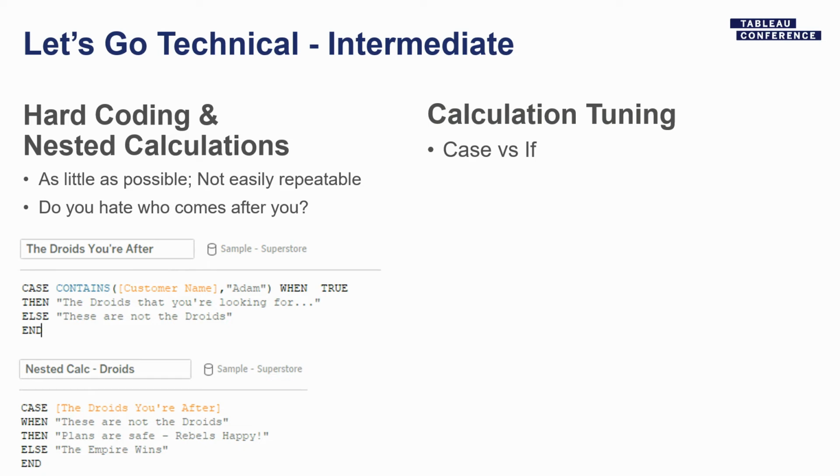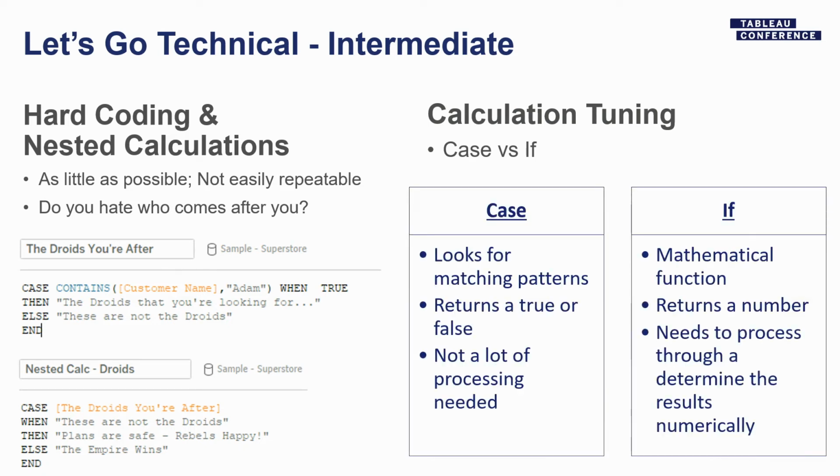I think if can do the same thing, right? Where should I use what? You know, the case is what I would always use. It's better for recognizing patterns. It returns a true or false, and it just calculates much faster. The if is going to have to go through a lot of mathematics to do the same thing. All right. So use case whenever I can in Tableau. Noted. And with some calculations next.